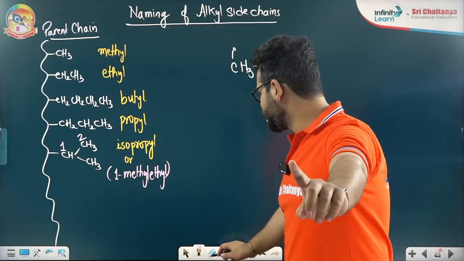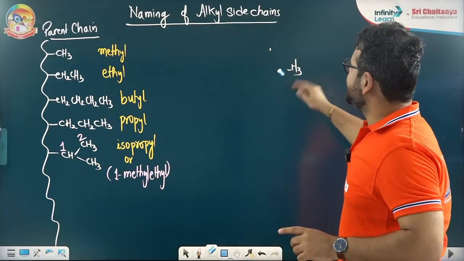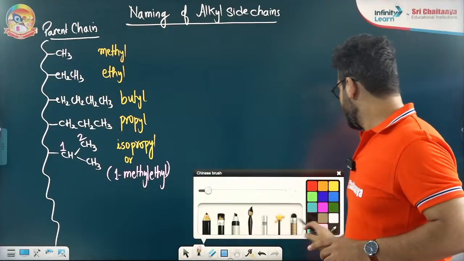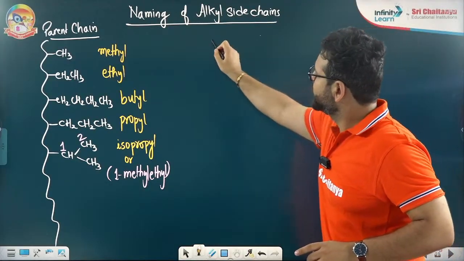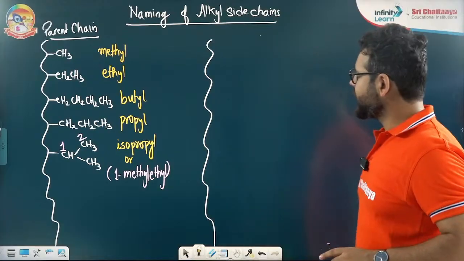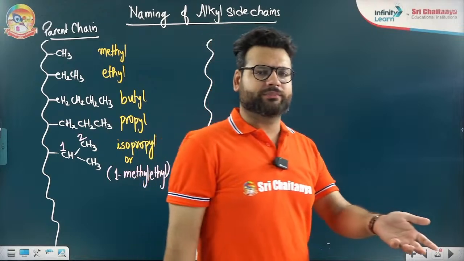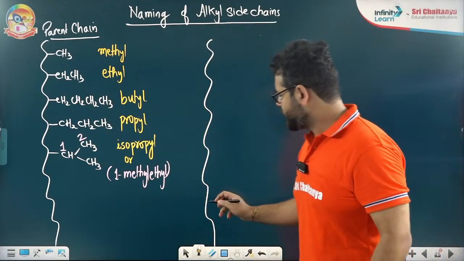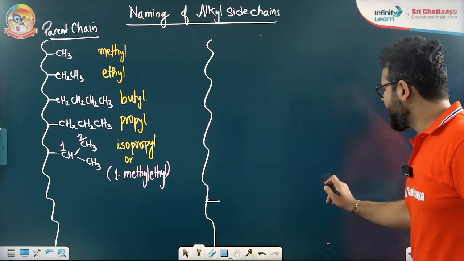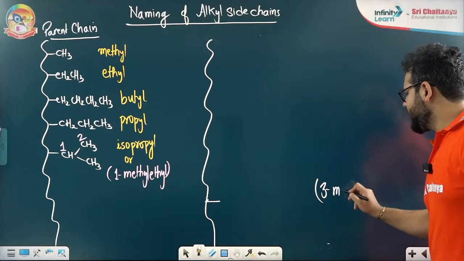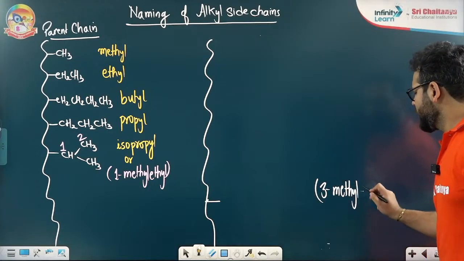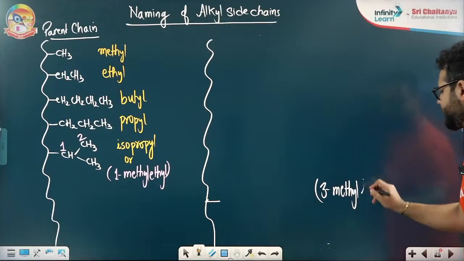One more example I'm showing you. Let's say someone tells you there is a side group which is 3-methyl hexyl. 3-methyl hexyl. In brackets it is written 3-methyl hexyl.